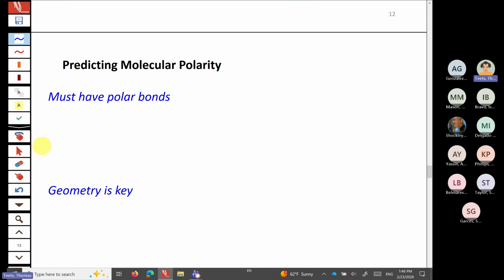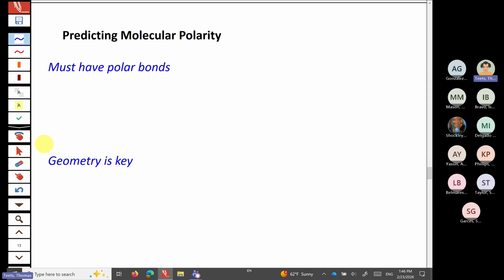Now, the first thing is that if a molecule is going to be polar, the bonds in that molecule have to be polar. That's not enough of a criterion by itself, but you need to have polar bonds. So for some things, just by looking at the formula of the compound, you can already tell that it's going to be nonpolar, even if you don't know what its shape is. These would be called homoatomic molecules.